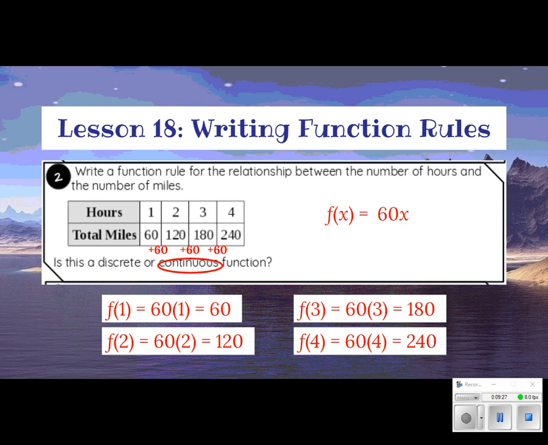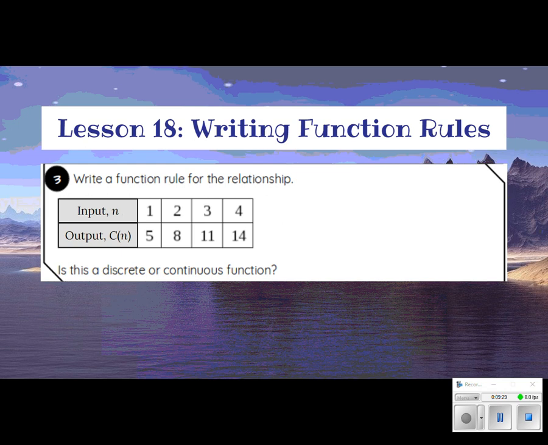All right, let's look at number 3. Write a function rule for the relationship. Now, there is no context to this, none at all. Also, notice that there's n and c of n. So if you are given specific variables, you have to use them when you write. You can't make it up. You can't go back to f of x now. It is now giving you something to use. So you have to use it.